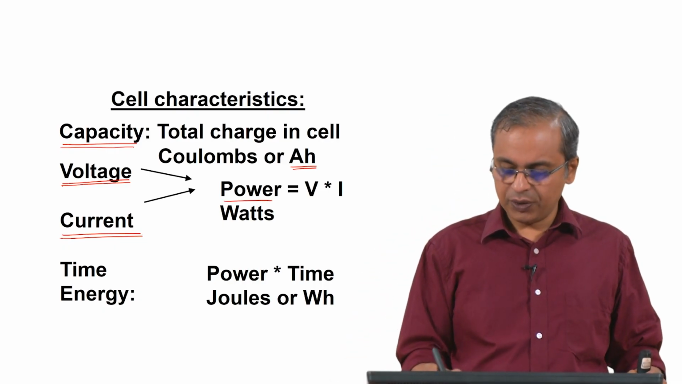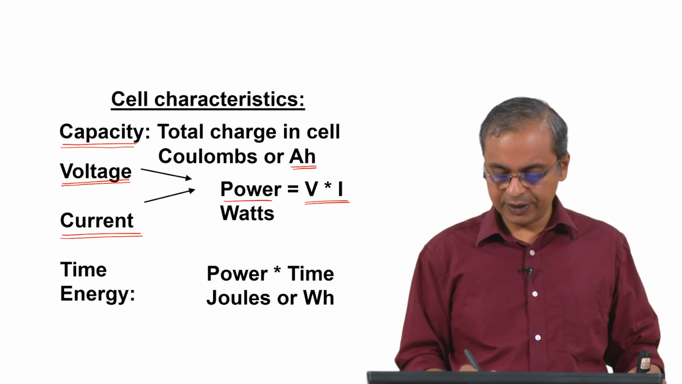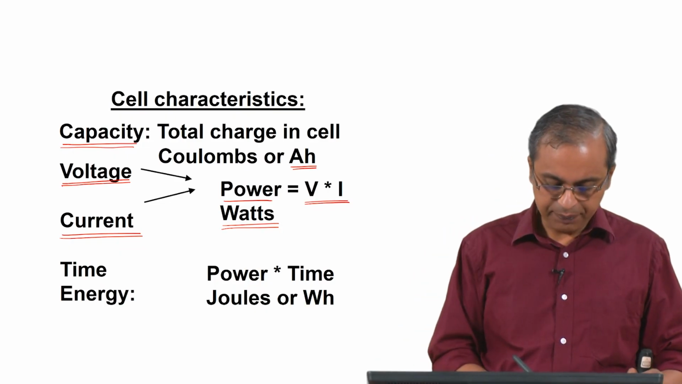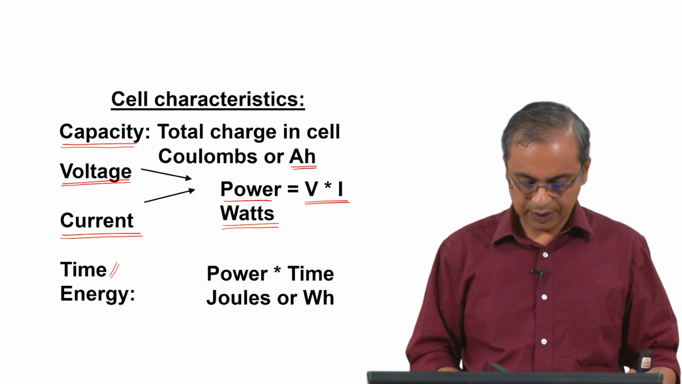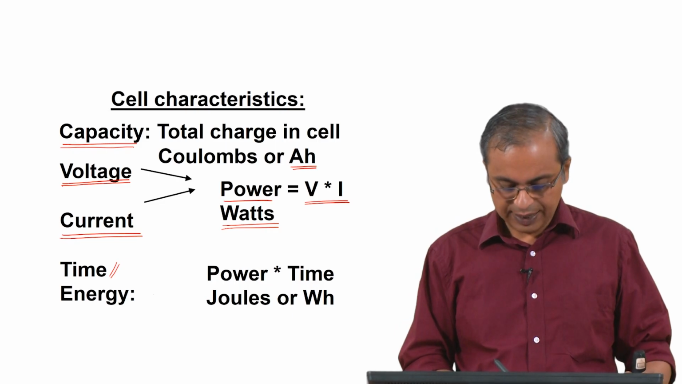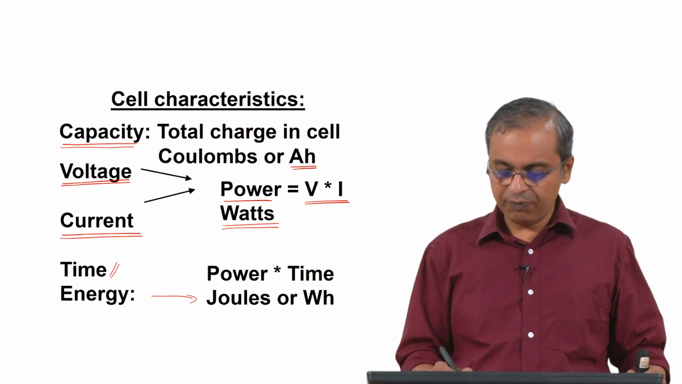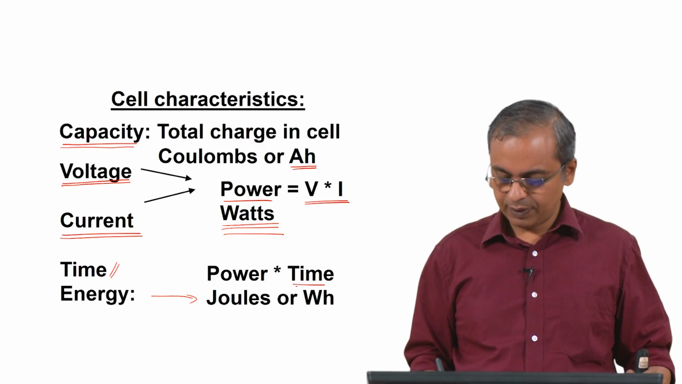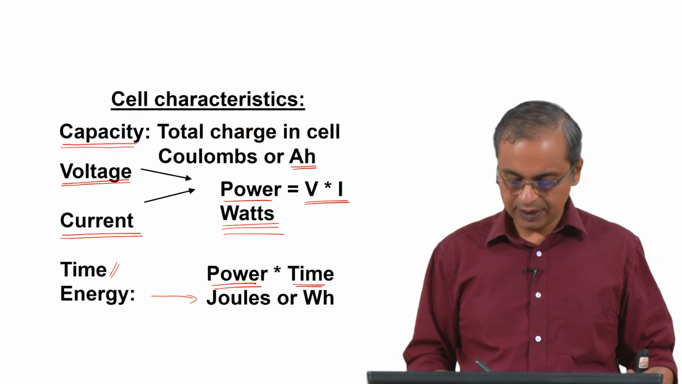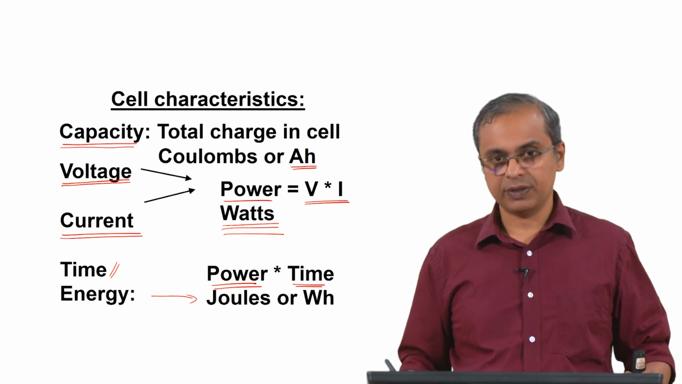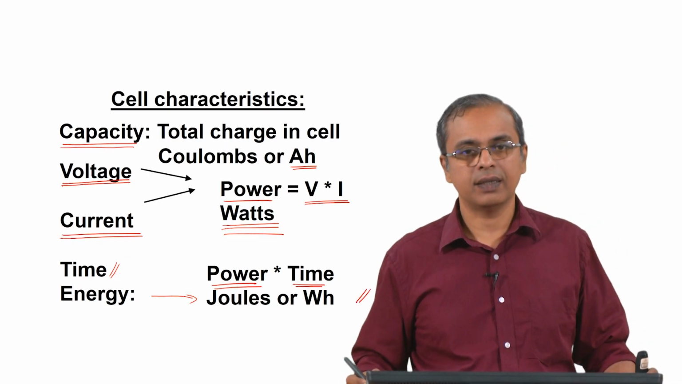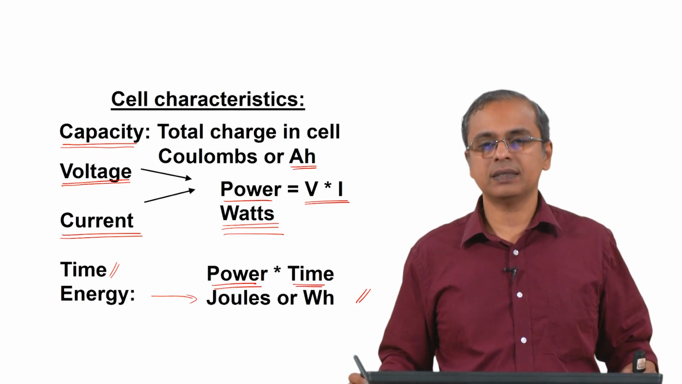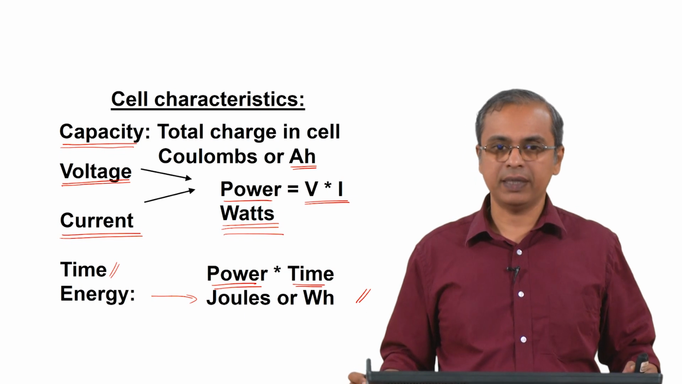Power is simply voltage into current, and we measure that as watts. And then we also have this idea of time that is involved as you draw this power from the system, and therefore you get energy, which is simply the same watts multiplied by time. So power into time will give us energy, which is joules or watt hours. So that is the other characteristic that is of interest. These are some characteristics that are of interest in many of our electrochemical devices.